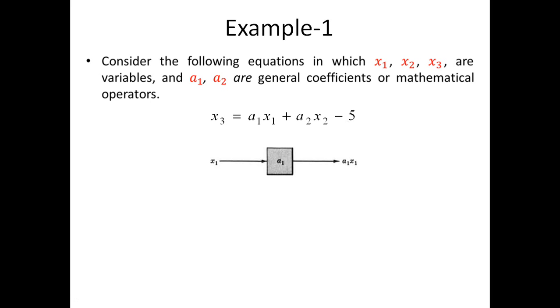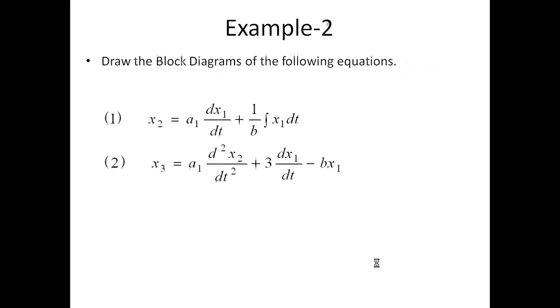So we need to add each and every term. For a1 x1, a1 is the gain, so we multiply the x1 signal with a1 and get a1 x1. In the same way we get a2 x2, and minus 5. All these signals we can represent using a summing point. So here a1 x1 with plus sign, a2 x2 with plus sign, but 5 with minus sign. So we get the output x3 equal to a1 x1 plus a2 x2 minus 5.